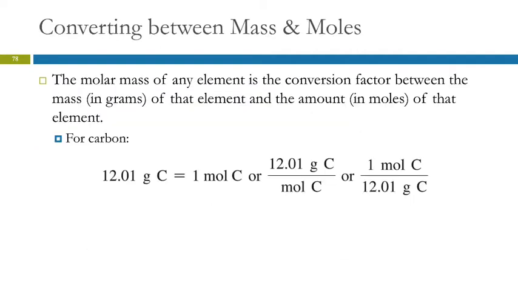Converting between mass and mole. So that molar mass of the element is the conversion factor between the mass in grams and the amount in moles. So we look at carbon, we find out in the periodic table 12.01 grams is equal to 1 mole. We can make that into very nice conversion factors so that we can use the mass of our carbon sample and figure out how many moles of atoms we need, or we have.